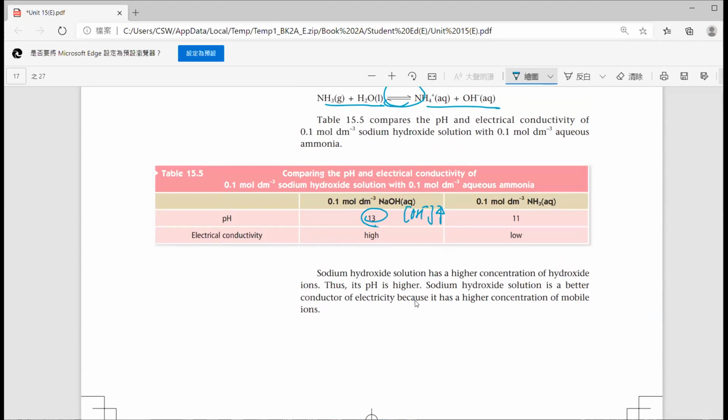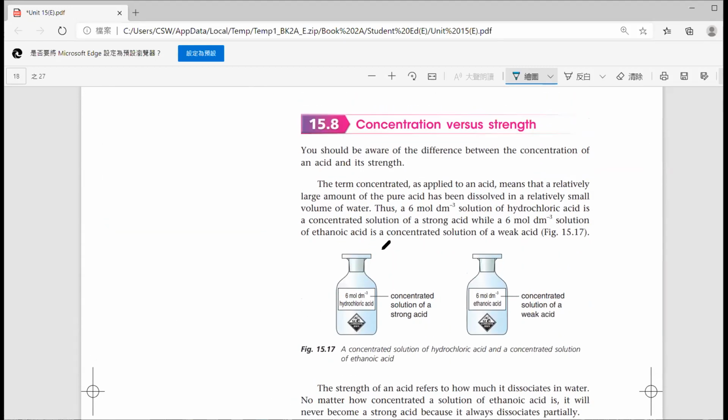How about electrical conductivity for NaOH of equal molar concentration, 0.1 molar? It is higher. Why? The mobile ion concentration is higher when you compare with ammonia. Can you get what I mean? Okay, so go back to the first question.